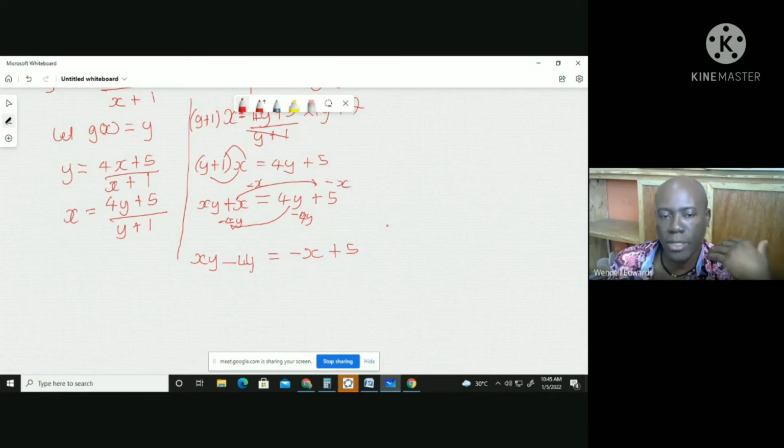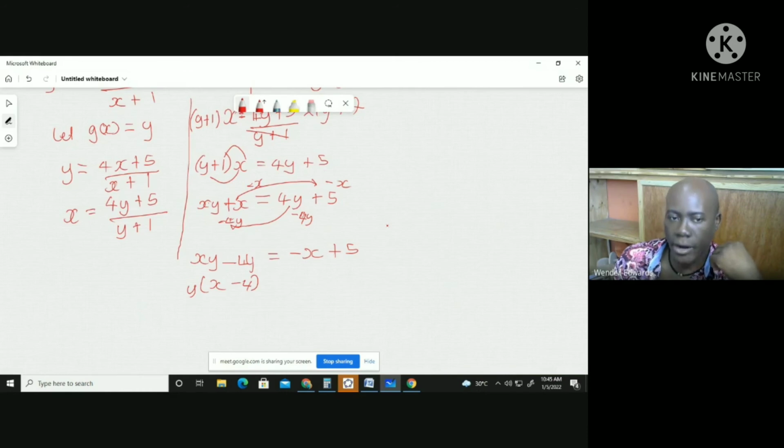So in conclusion, we have this. The aim is to get the y's, so we're going to have to factorize out the y here. The y into xy, we're left with x, and the y into negative 4y, we're left with negative 4. We factorize out the y so that we'll have just one single y to deal with rather than two, because there's a y here and there's a y there. And this is equal to negative x plus 5.